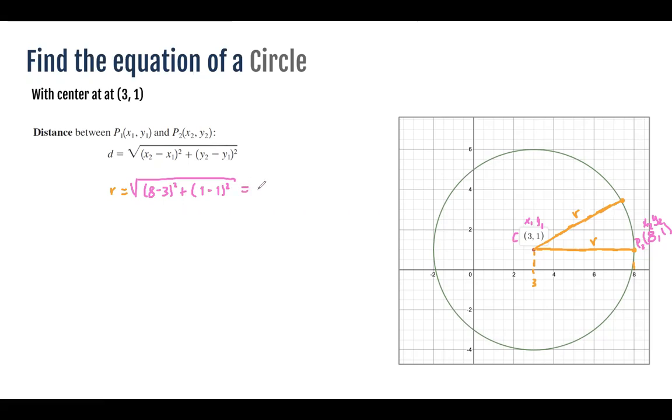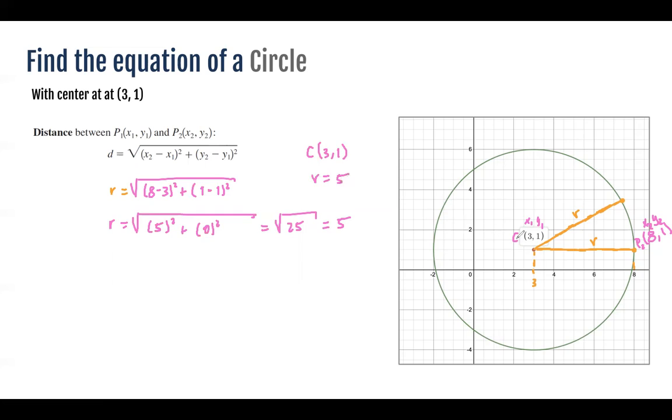So the radius is equal to the square root of 5 squared plus 0 squared, and the radius will be equal to the square root of 5 squared, that's 25, and the answer will be 5. So we already knew that the radius was going to be 5, so we have a circle with center at 3, 1, and a radius of 5.